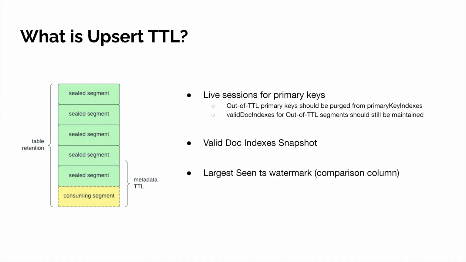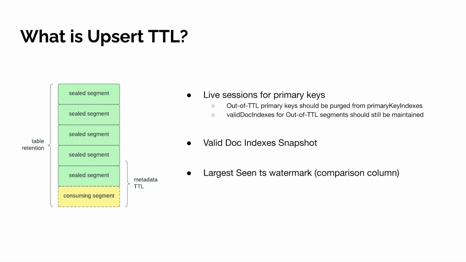But in that case, if you apply the TTL, your primary key index has already removed the old primary key from the index, and you cannot derive your valid doc ID. So how can we do that? We propose this valid doc index snapshot so that we can persist the snapshot during the segment commit. With the segment commit, we will be able to persist it on the local host, and next time when you add this segment back, you can get your valid doc index from the snapshot.